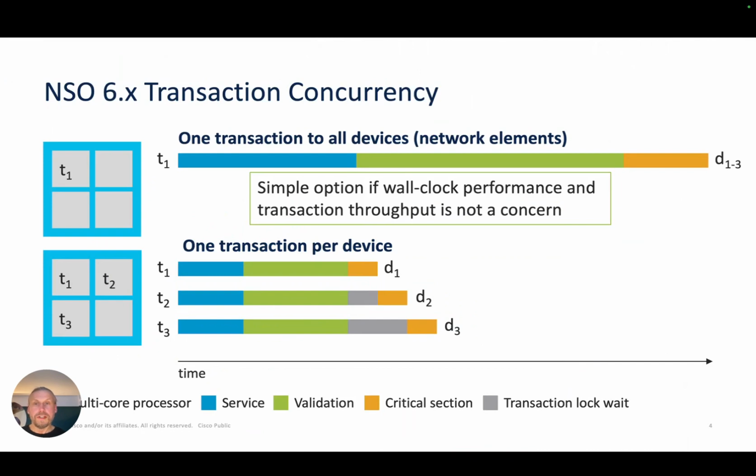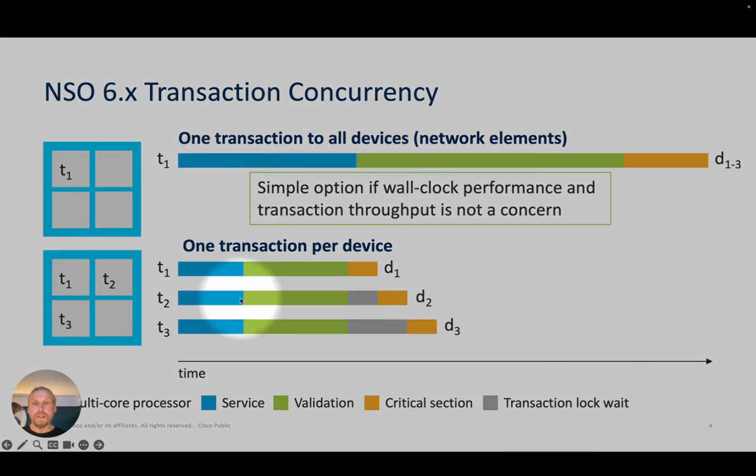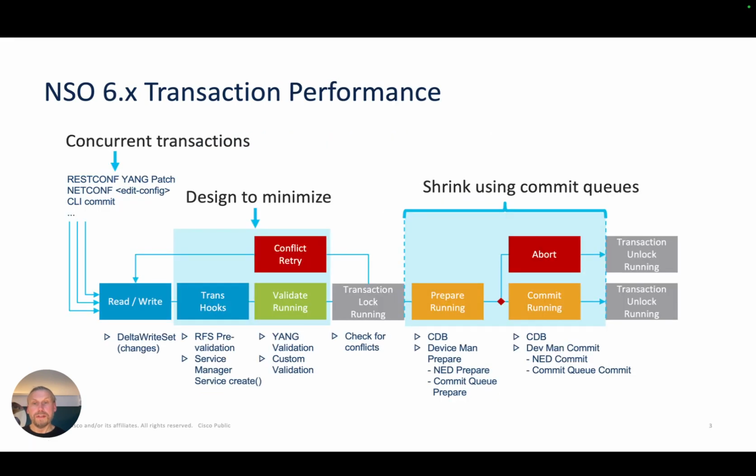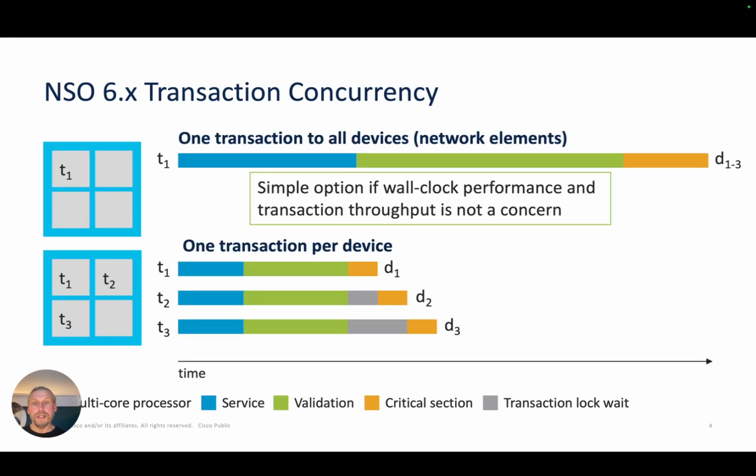Let's look at transaction concurrency here. Here you have a picture with some lines. These lines represent basically what we saw in the previous picture, the transaction manager. Same colors: a little bit darker blue for the service creation, the validation step in green, the critical section in orange, and a transaction lock wait, which is the gray area.